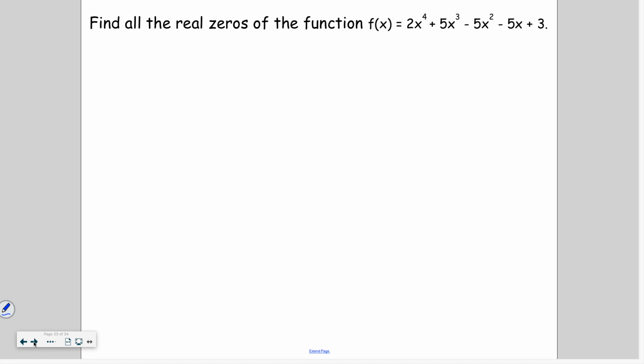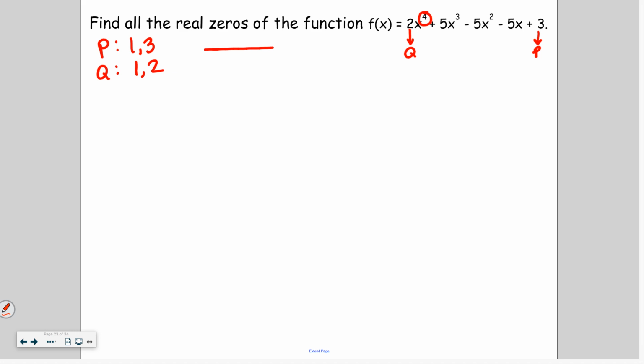All right, so this one is a little bit bigger. We're going to have 4 values. Okay, we're going for 4 zeros. So my Q is 2. My P is 3. So factors of 3 are 1 and 3. My factors of Q are 1 and 2.